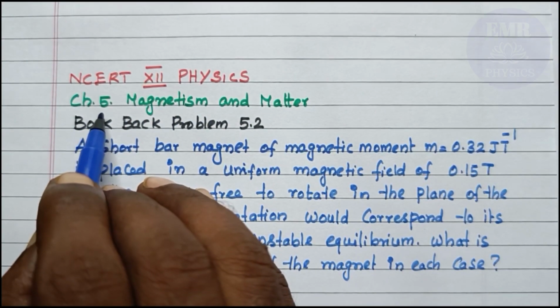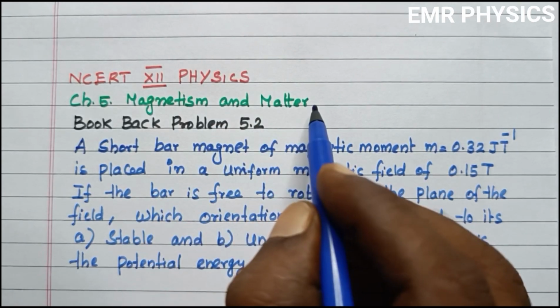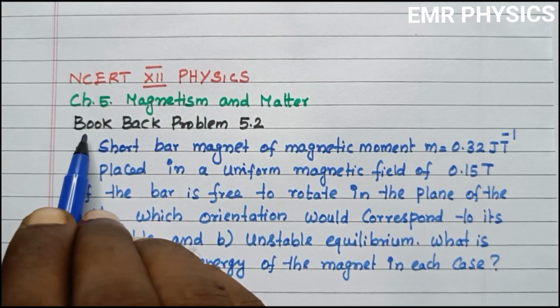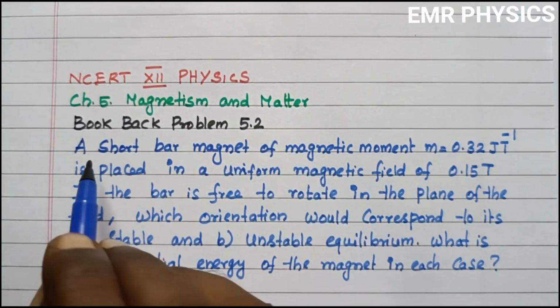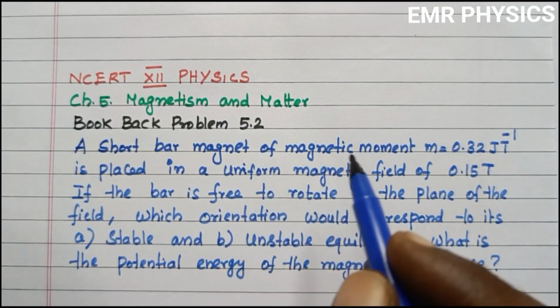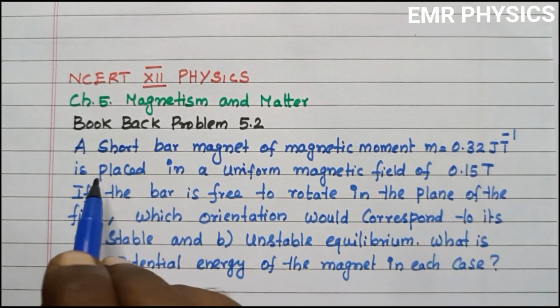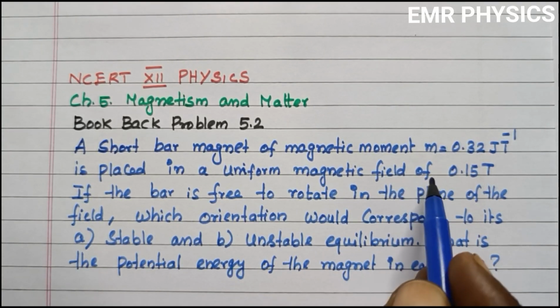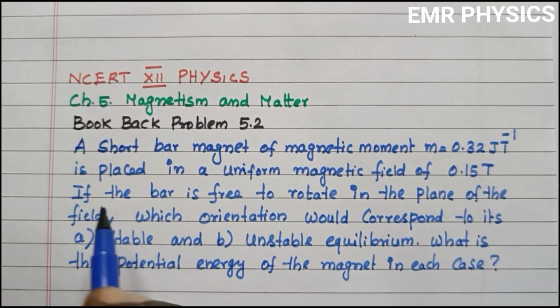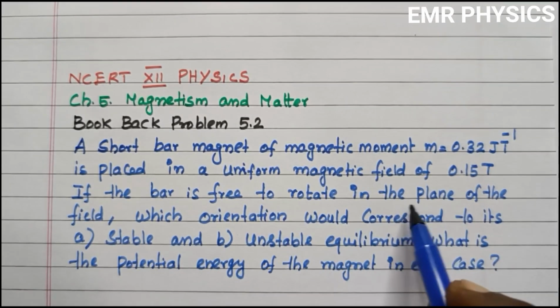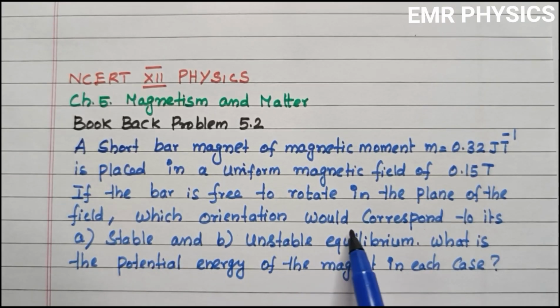We are solving the numerical problems given in Chapter 5, Magnetism and Matter. In this video, we are going to see how to solve the book back problem 5.2. The problem is: a short bar magnet of magnetic moment M equal to 0.32 Joule per Tesla is placed in a uniform magnetic field of 0.15 Tesla. If the bar is free to rotate in the plane of the field, which orientation would correspond to its A. stable and B. unstable equilibrium? What is the potential energy of the magnet in each case? This is the given problem.